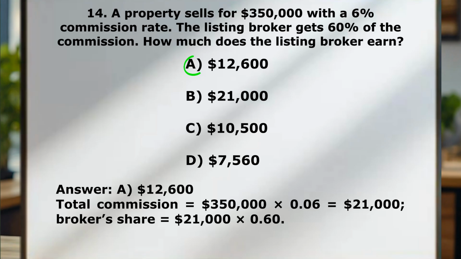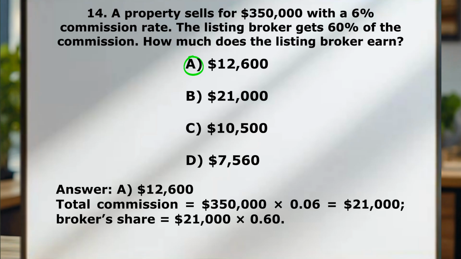So let's start with the commission calculation. The property sells for $350,000 at a 6% commission rate. So you take that $350,000, multiply it by 0.06. You're going to get $21,000. Now the broker takes 60% of that.